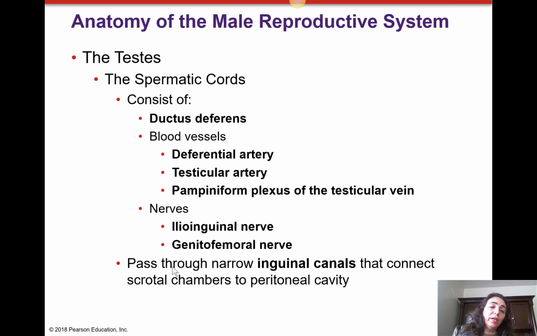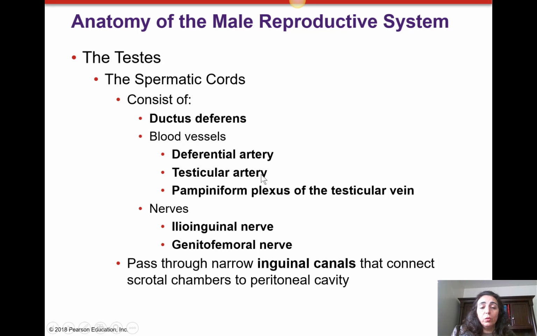Now let's see what we have inside of the spermatic cord. Inside of a spermatic cord we have the ductus deferens, a tube that takes the sperm after the epididymis toward the outside that I have shown. Then we have several blood vessels. We have the deferential artery, which we call deferential because it is going to supply the ductus deferens.